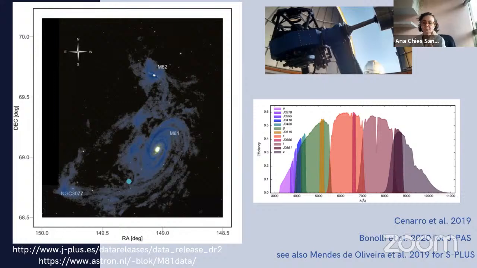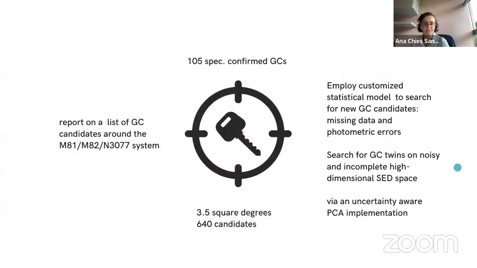This system is a beautiful mess, and our goal here was to look for GC candidates around this field of view. J-PLUS is a survey precursor of J-PAS in the north of Spain that is taking data in 12 bands, these ones over here. The filters have been chosen to probe key stellar spectral features. And in this recent work, we report on a list of GC candidates.